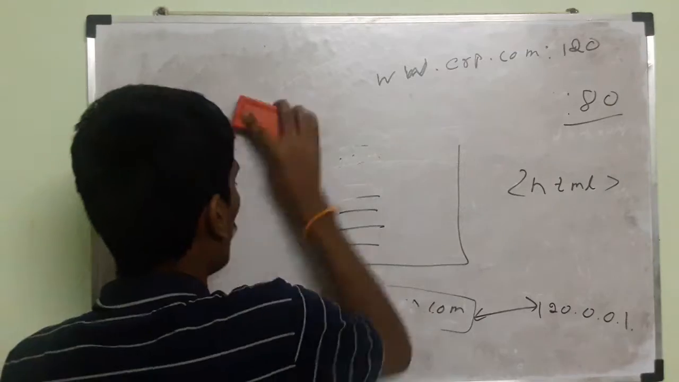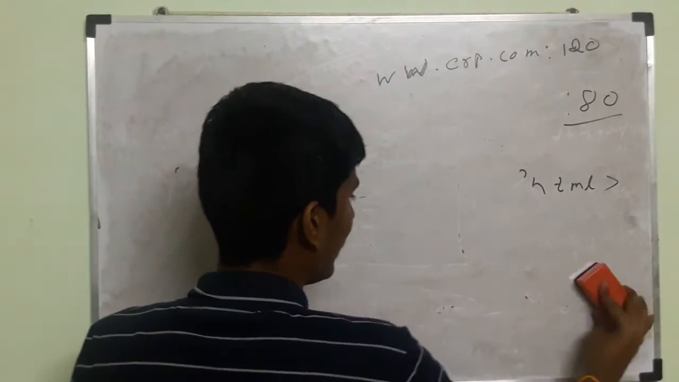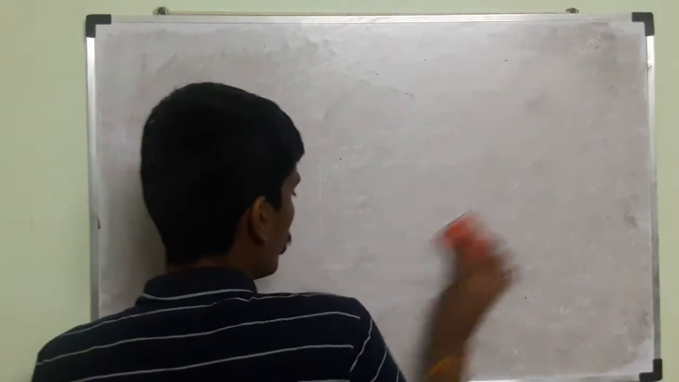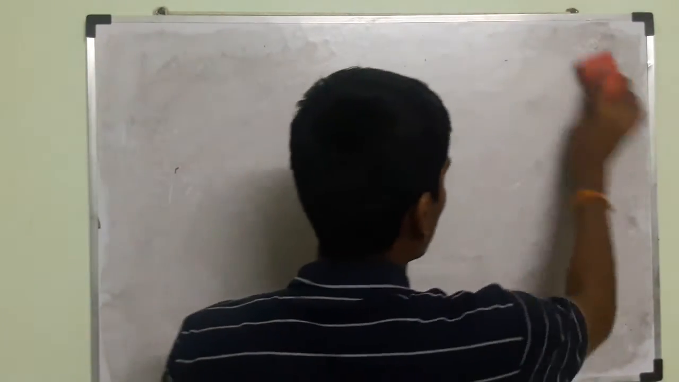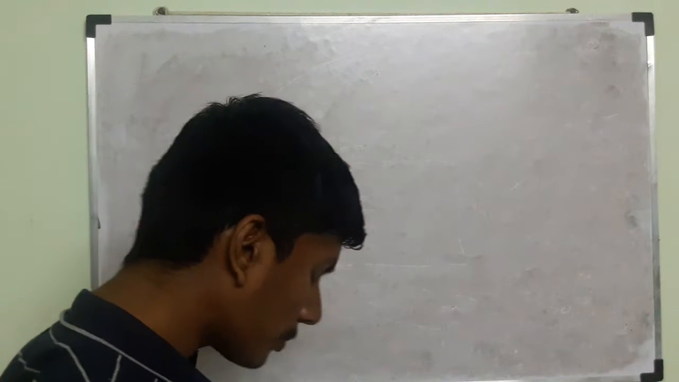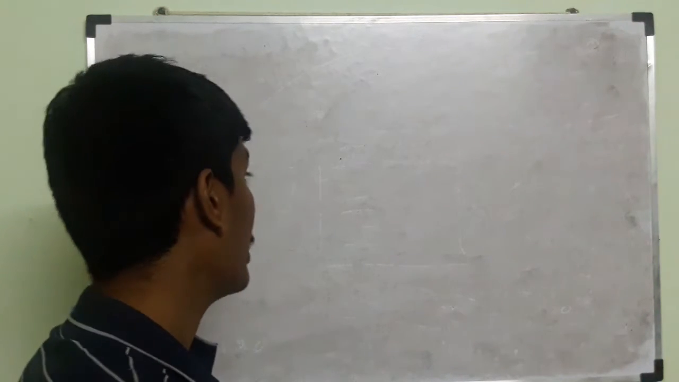Okay, so port 80 is used for HTTP, but we can do more with the internet than just accessing HTML files. That's where the Internet of Things comes into play. So what is the Internet of Things?